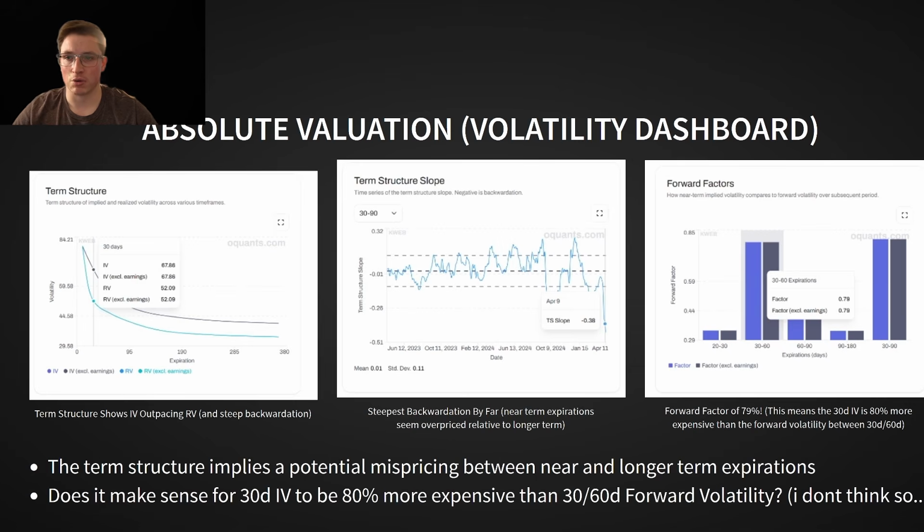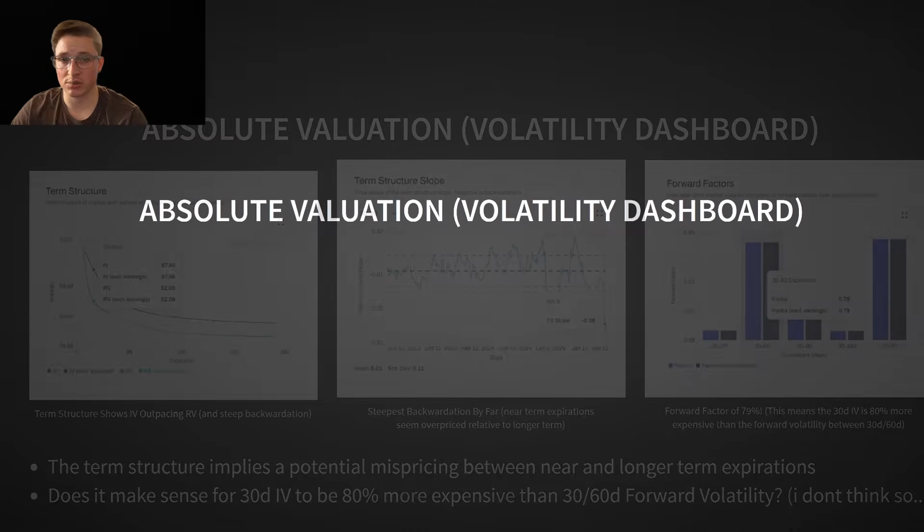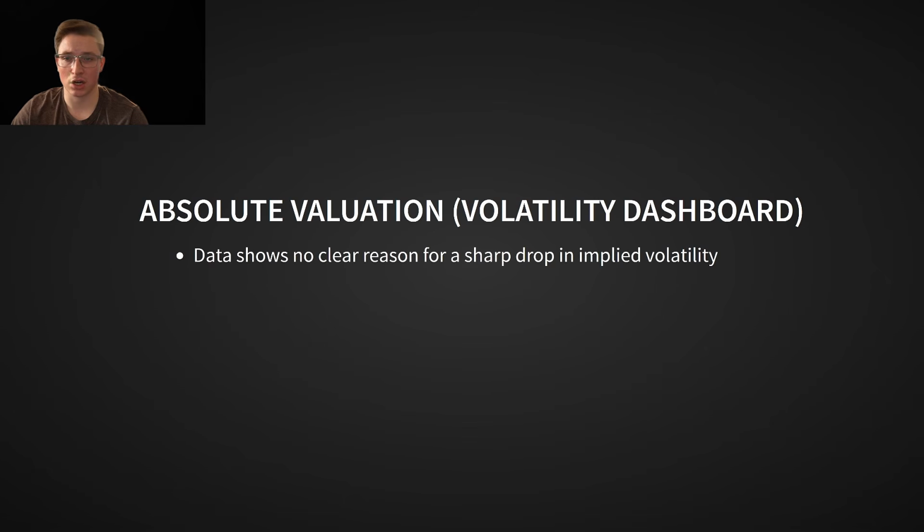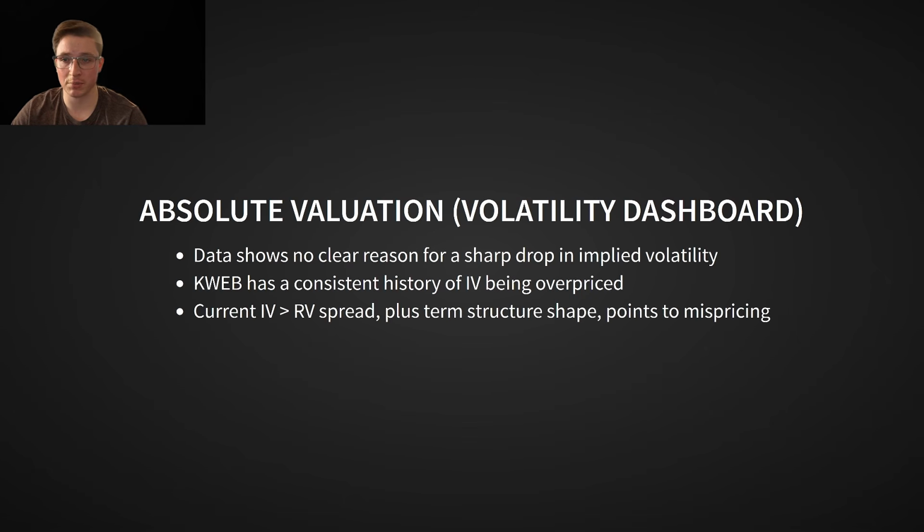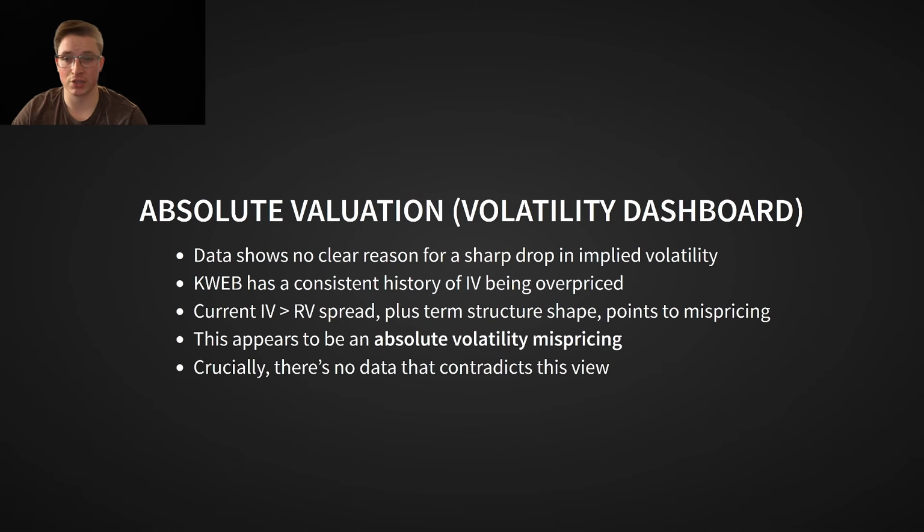This brings us to a key question. Is such a steep drop in implied volatility justified? Looking at the data, there's no clear reason to expect such a rapid volatility decline. Given QUEB's history of persistent IV overpricing, the current spread between IV and RV, and the shape of the term structure, it appears QUEB's implied volatility is mispriced on an absolute basis. Importantly, there's nothing in the available data that contradicts this conclusion.